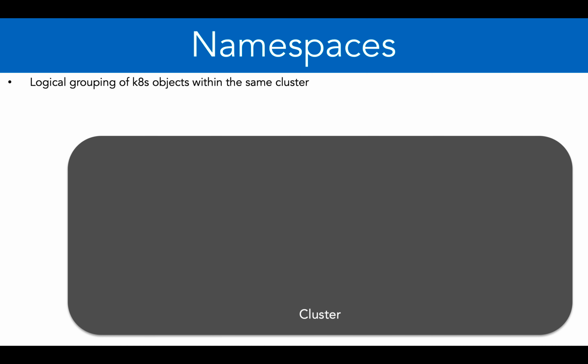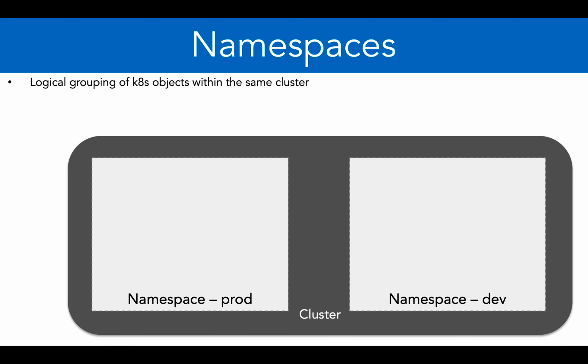So let's say I have this cluster and I create two namespaces. One namespace is prod and the other namespace is dev. These namespaces are logical groupings of objects that we create. So what are the Kubernetes objects that we have seen so far? We have seen pods, deployments, and replica sets. We have also seen a replication controller. So all these are Kubernetes objects. So using namespaces, we can logically group these objects.